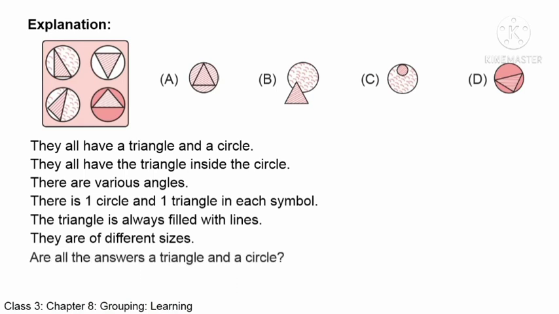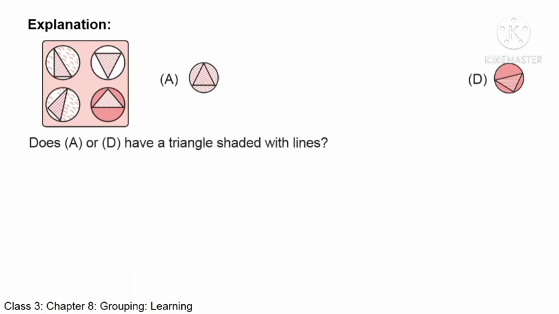Are all the answers a triangle and a circle? Does A or D have a triangle shaded with lines? A does not have a shaded part, hence it cannot be in the group, and thus the right answer is option D.